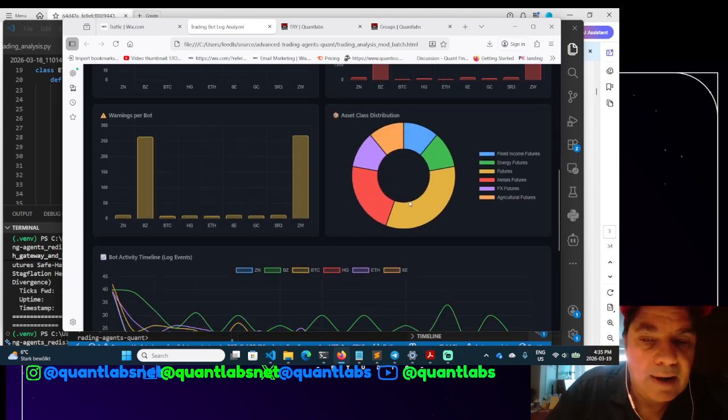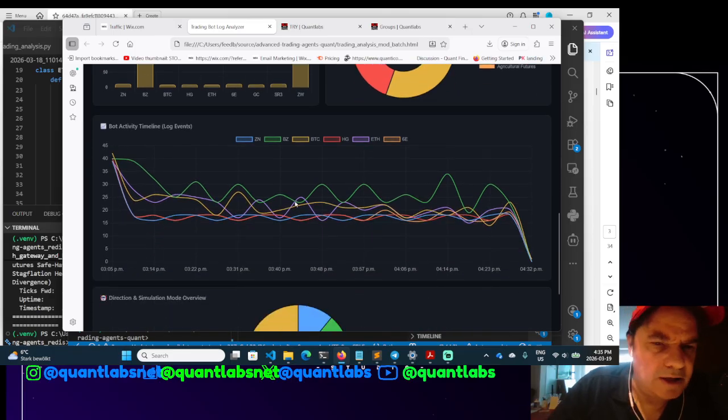This is all simulated. And you can then get a breakdown on what kind of bots are running. So we have two that are metals, one that's FX, another one that's agriculture or fixed income or energy related. This one's really good as well because this tells you on the data.